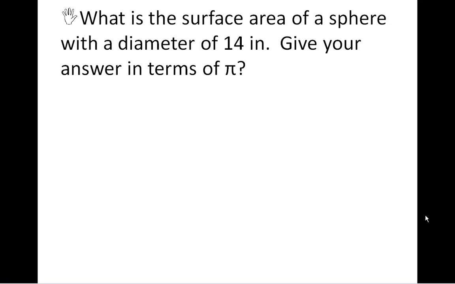Okay. In our next example, now we have a sphere with a diameter of 14 inches. So surface area is 4 pi r squared. So we have 4 times pi. Now the diameter is 14 inches, so the radius is 7. So 7 times 7 is 49 times 4. We get 196 pi. Our unit was inches, so our answer is going to be square inches.